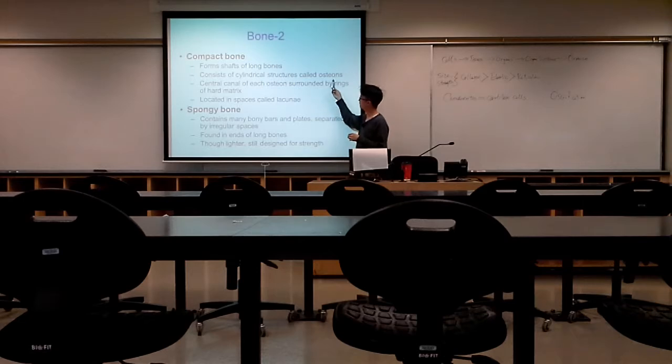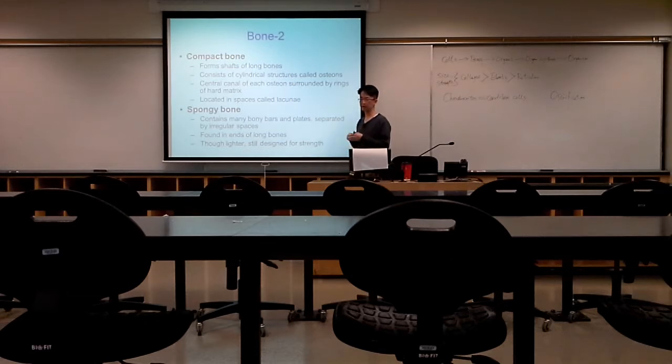They are formed by something called osteon. Osteons are like the subunit of the compact bone. In the center part of the osteon, we have something called a central canal. The central canal has blood vessels go through. And just like the cartilage, the compact bone also has something called lacunae.